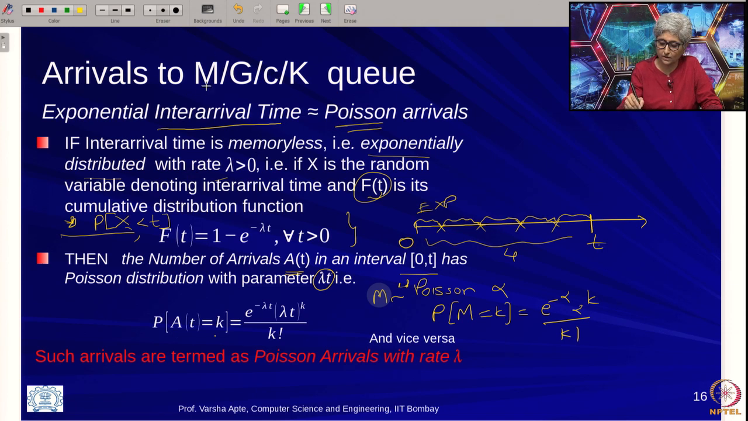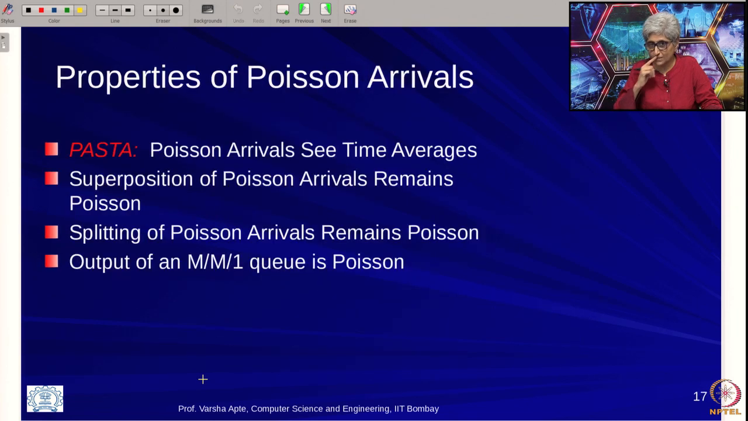Anytime you see that the queue says M in the inter-arrival distribution, that just means that the number of arrivals in an interval 0 to t has Poisson distribution. And sometimes as a shortcut, we describe these arrivals as Poisson arrivals with rate lambda. We do not say the number of arrivals A(t) in an interval 0 to t has Poisson distribution; this is too long. We just say arrivals are Poisson, or the queue has Poisson arrivals with rate lambda. This is very useful. You will see later why this relationship is useful. Now let us move on to the other properties. For the arrivals itself, there are 4 properties and we will be going through these one by one.